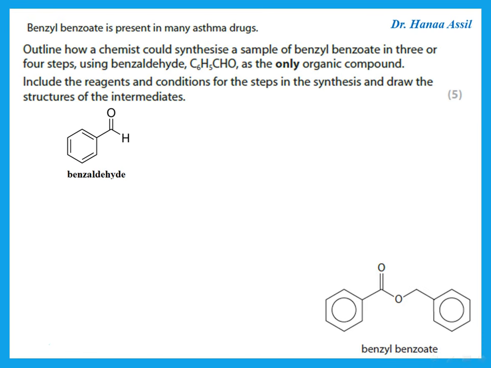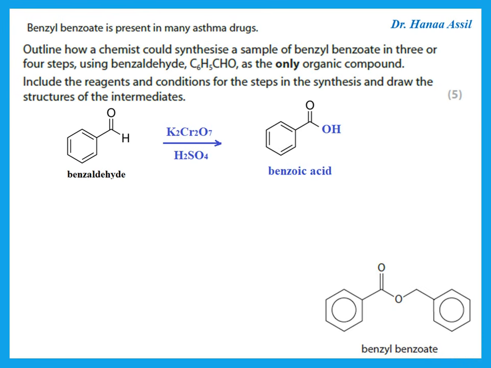Benzyl benzoate. Can you see what is benzyl benzoate? That's my final product down there. It is present in many asthma drugs. Outline how a chemist could synthesize a sample of benzyl benzoate in 3 or 4 steps using benzaldehyde as the only organic compound. Include reagents, conditions, and structures of the intermediates. Okay, so I'm starting with benzaldehyde, and I want to end up with that benzyl benzoate. So what's the first thing I can do?